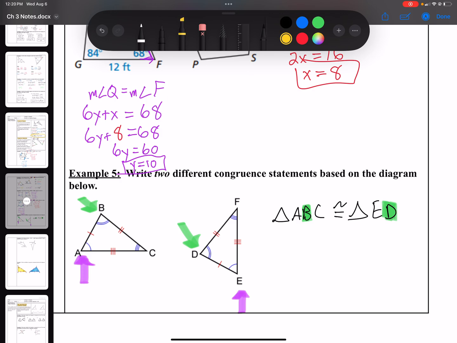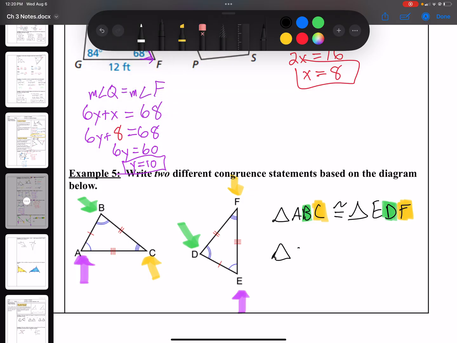And last, we said angle C, which had 3 arc marks. What has 3 arc marks here? F. So I have to list F last. So you got to be really careful and make sure the congruent parts line up in your statement. It did say to write 2 different statements, so we can literally write this in any other order now.